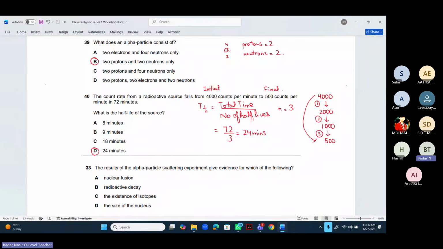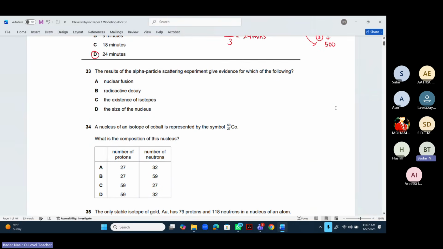So जब भी half-life का आता है, just write the initial count rate. 2 से इसको डिवाइड करते जाओ until you get the final count rate value. So 4,000 का हाफ 2,000, 2,000 का हाफ 1,000, फिर 1,000 का हाफ is 500. So यहाँ से यहाँ तक आने में 1, 2, 3 half lives have occurred. So total time is 72 minutes divided by the number of half lives, which is 3. So you get the value of the half life.